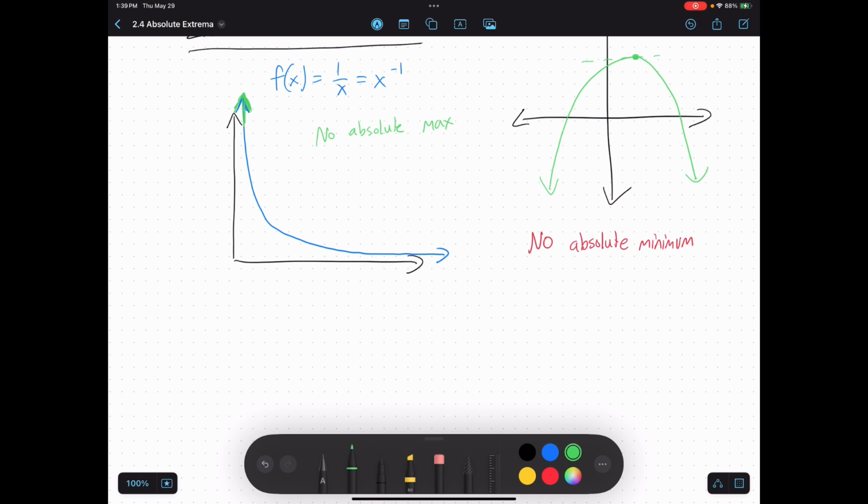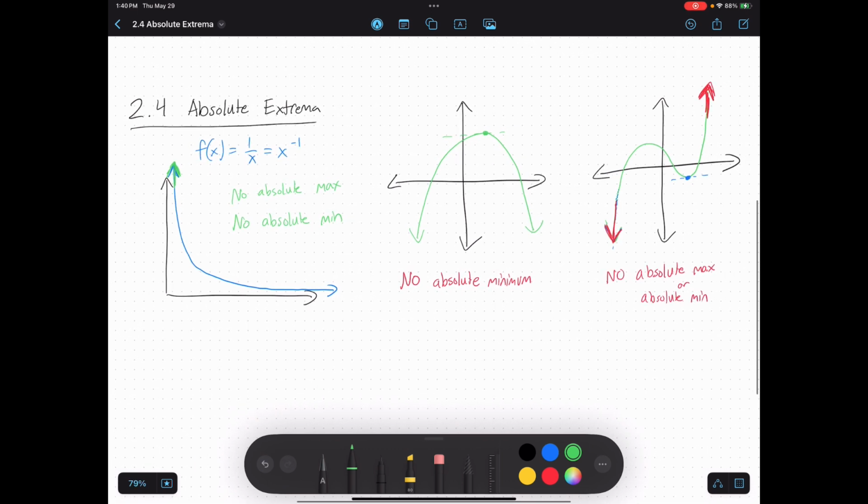It just keeps going. What about absolute minimum? This graph is approaching 0 as I let x get really large, but it never actually reaches 0. I can always get closer to 0, and so therefore there is no absolute minimum either. So once again, there's lots of examples where the function doesn't actually have an absolute max or an absolute minimum. So that brings up a question of, is there something I can do to guarantee that I will have an absolute max or an absolute minimum?